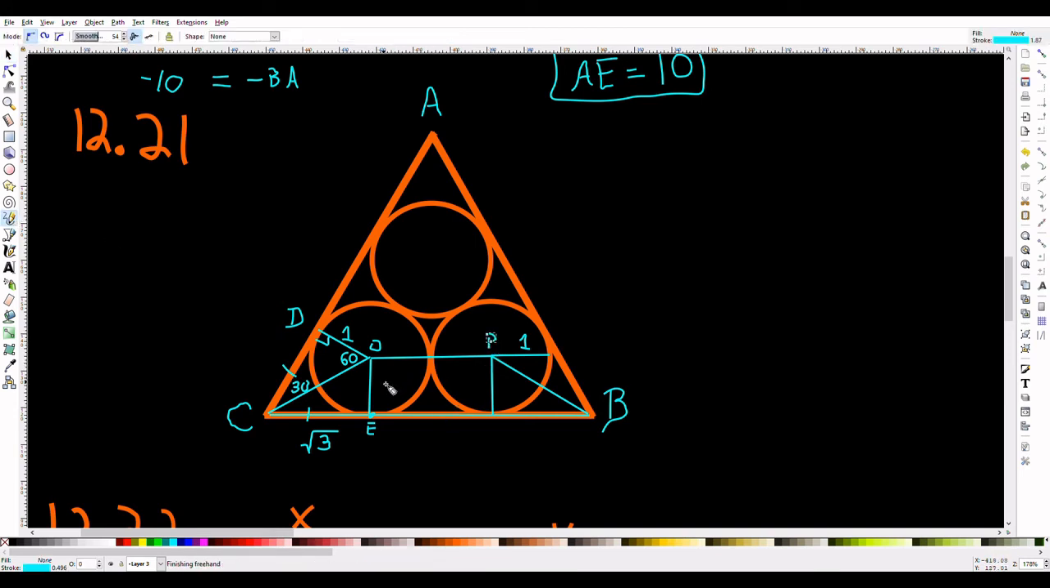What's the distance from O to P? That's right, it has to be 2. And then for this segment is also square root of 3. And so we have a side 2 square roots of 3 plus 2.